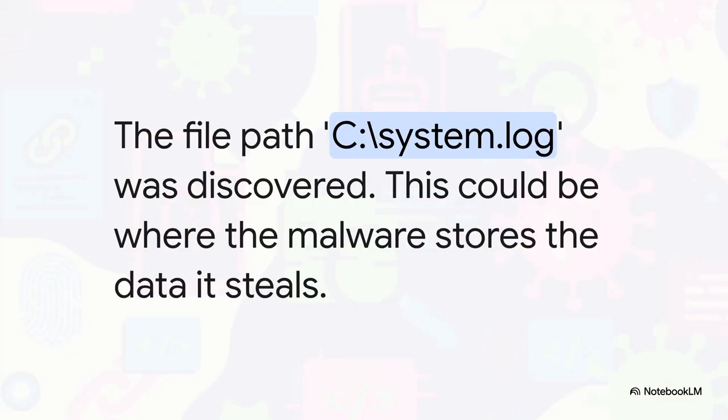And the plot thickens. We also found this file path, c/system.log. Now, what could that be? It's a pretty safe bet that this is where the malware plans to stash all the data it steals. This is another crucial piece of evidence for our case file.